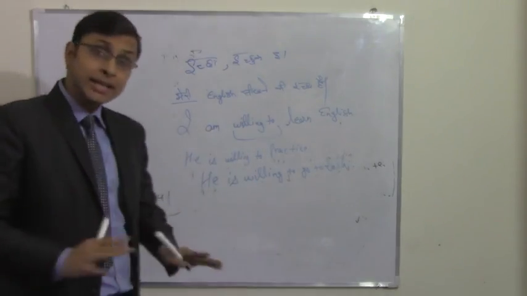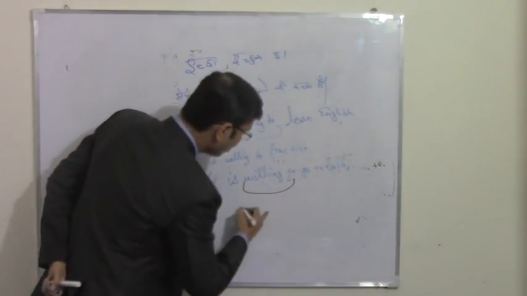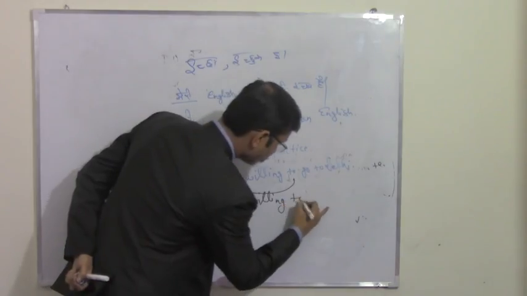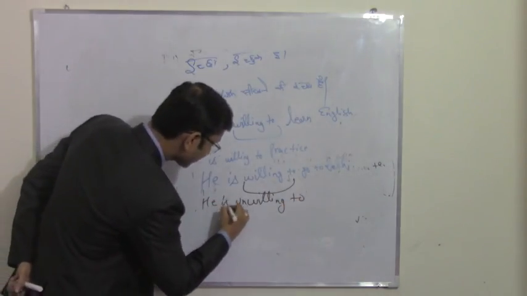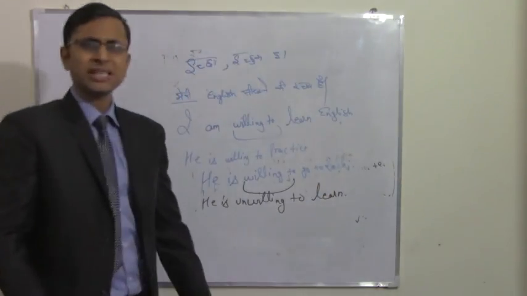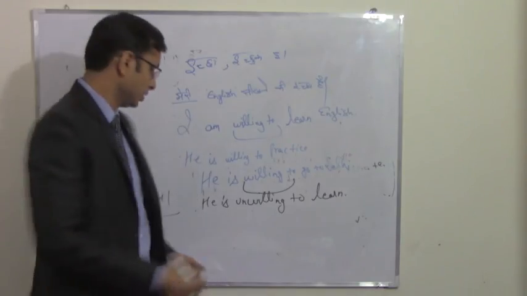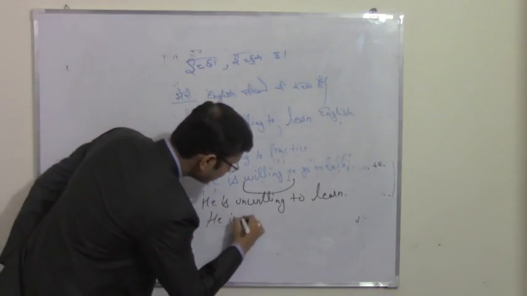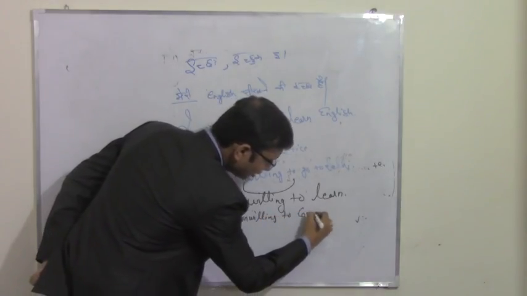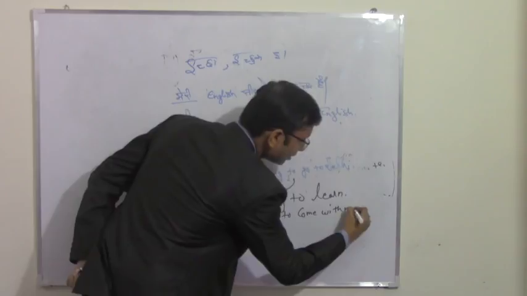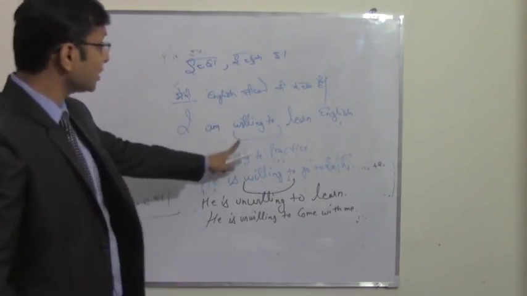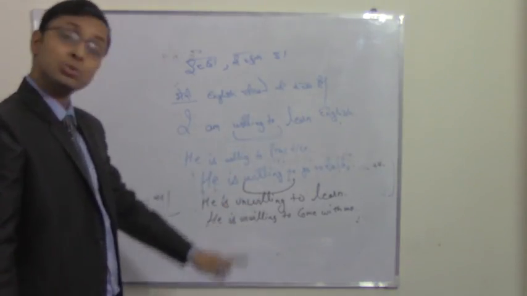And then if we say इच्छा नहीं है, then instead of willing we can use unwilling too. So he is unwilling to learn. उसका कुछ सीखने का इच्छा ही नहीं है. So he is unwilling to learn. He is unwilling to come with me. So उसकी इच्छा ही नहीं है मेरे साथ आने के लिए. So remember this, willing to इच्छा है and unwilling to इच्छा नहीं है.